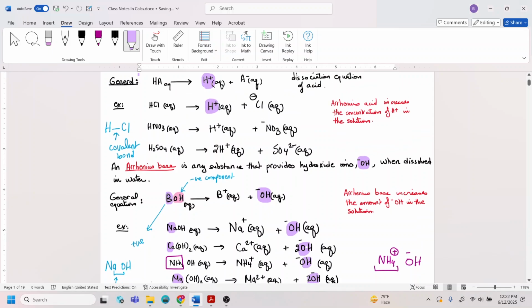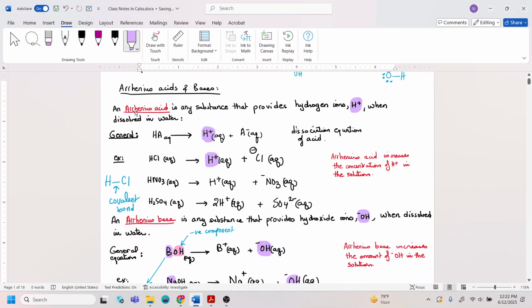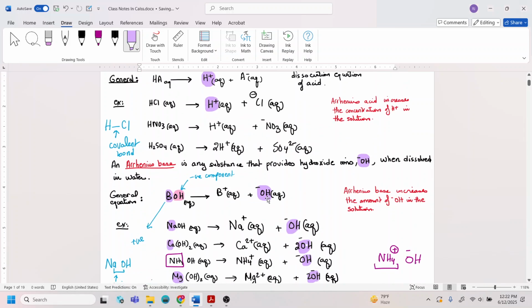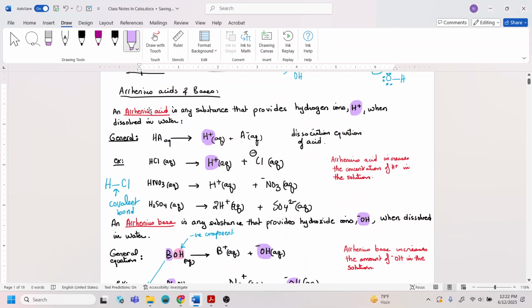So these are the two general definitions of bases and acids. Bases release OH minus in the solution. Acids release simply H plus, or a proton, or a hydrogen ion in the solution.